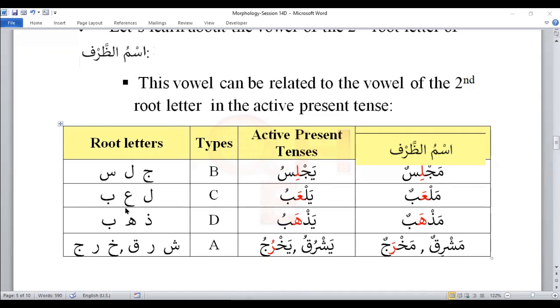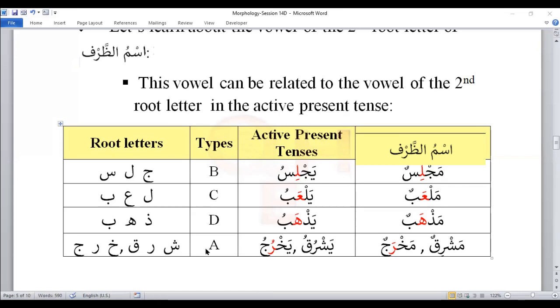For example, for lam ayn ba, which takes type C, yal'abu, over here the second root letter has fatha, then ismu zarf is mal'abu, mal'abun or mal'ab. So there is a correlation. The second root letter in the active present tense has fatha, and the second root letter for ismu zarf also has fatha. Another example for type B, for the root letters dhal ha ba, dhahaba, yadhhabu, over here the second root letter is carrying fatha and in ismu zarf the second root letter is also carrying fatha, madhhab. Okay, so there is a correlation. In general, that is what is maintained.